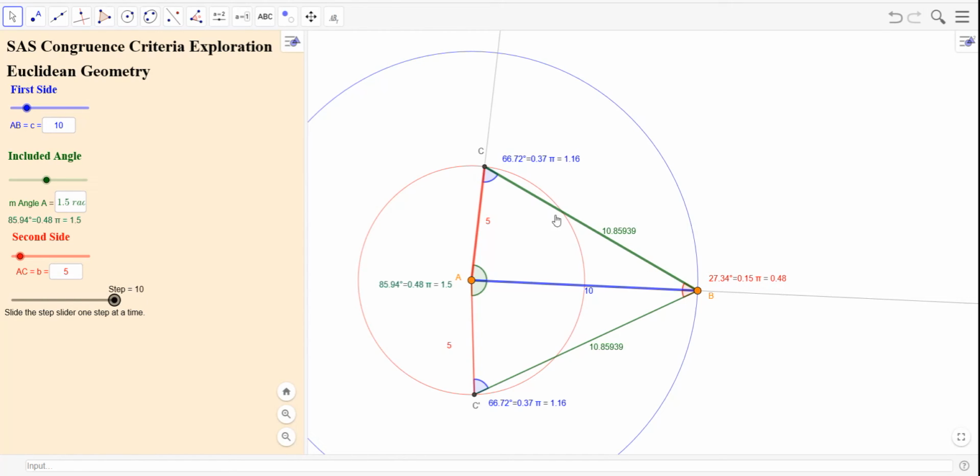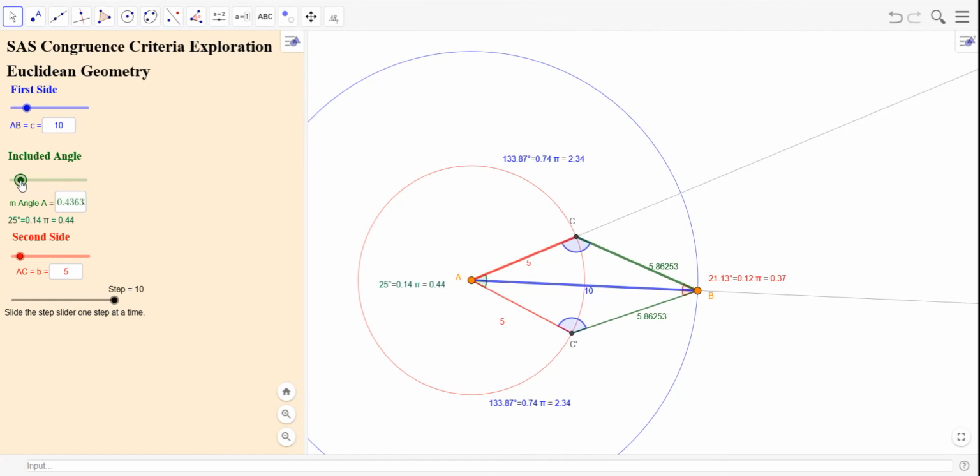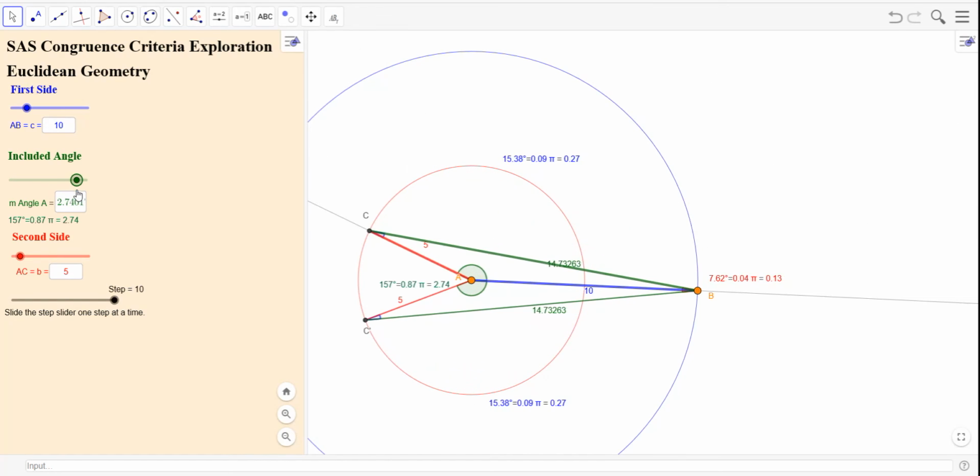We can actually see that they are reflections of each other over this blue line segment, or the line containing A and B. Okay, so let's think about this a minute. Is there any way we could break this? In other words, is there any way we could come up with some set of measurements where there's no triangle possible?